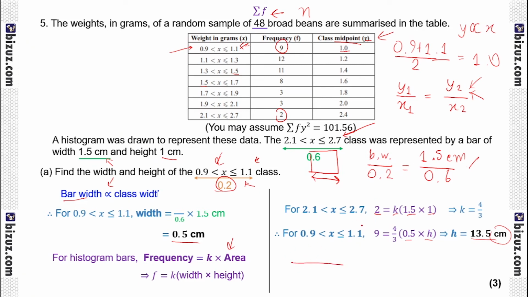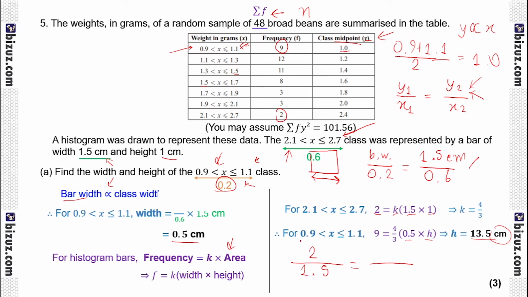So suppose we take this class. The frequency is what? 2 divided by the area. It's basically width into height, so 1.5 into 1, it's basically 1.5, going to be equal to the frequency.